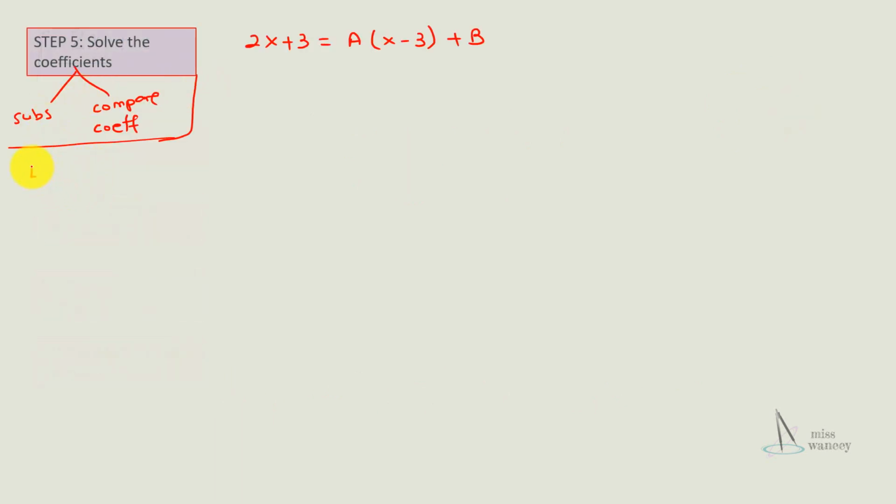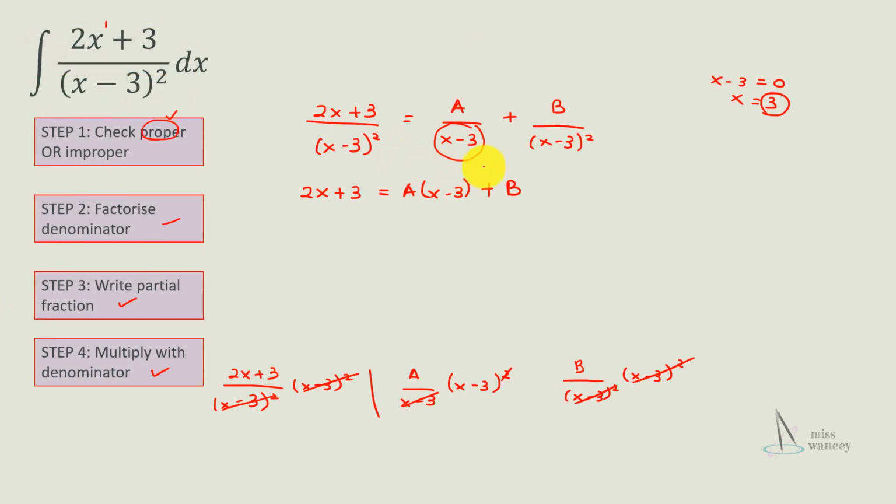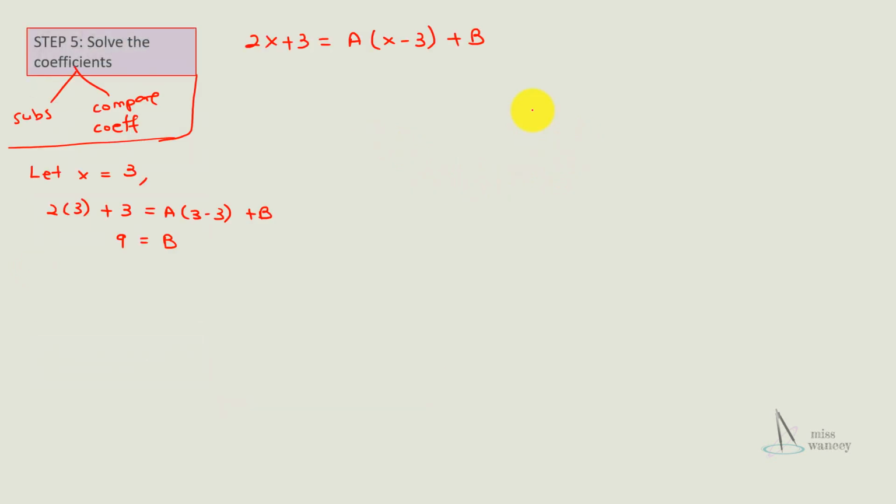Okay, so let x equal 3. So what we have is 2 multiplied with 3 plus 3 equals A(3 - 3) + B. So this is 6 + 3, 9 equals B. So B is equal to 9. Okay, so now since for both zeros we have the same value, because this is also x - 3, let us choose another value of x. You can actually choose any value of x as long as x is not equal to 3.